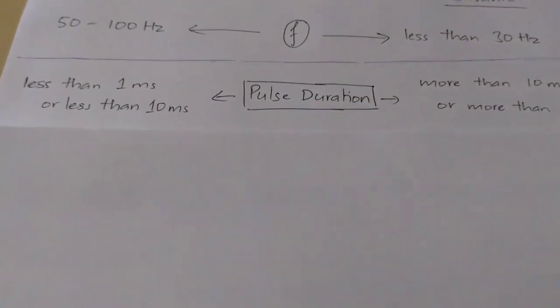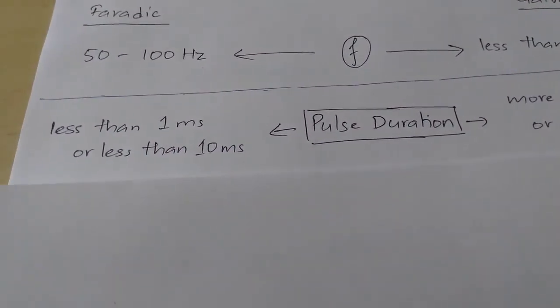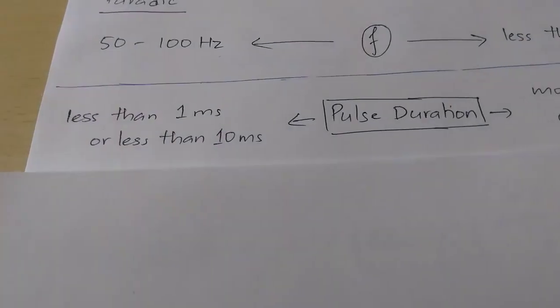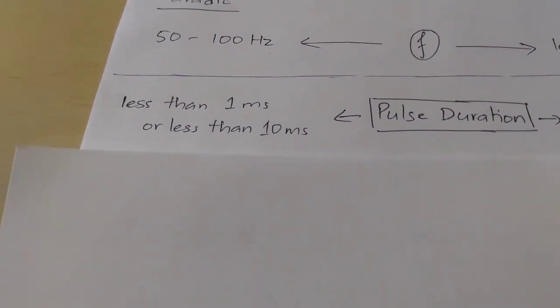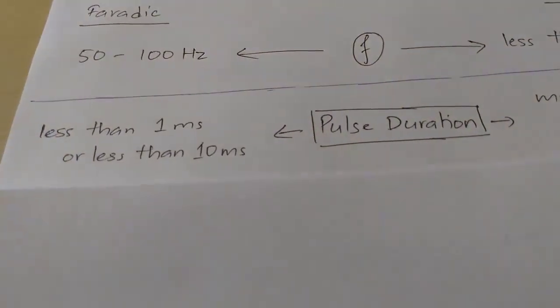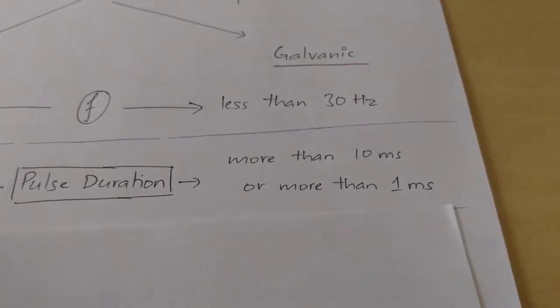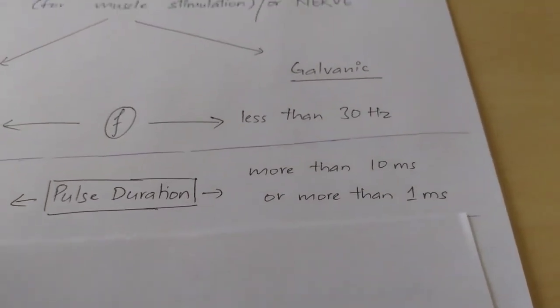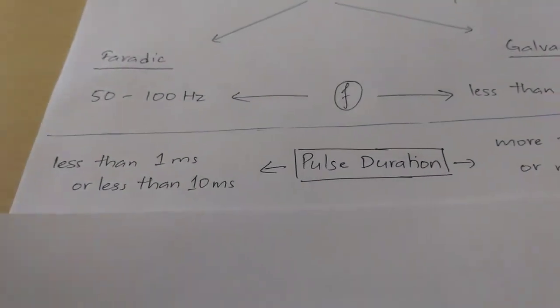When we talk about the pulse duration, the duration of one cycle or one pulse, it is less than 1 millisecond or less than 10 milliseconds. Few books say 1 millisecond and few books keep that point as 10 milliseconds. So less than 1 millisecond or 10 milliseconds duration is for Faradic, and the galvanic comes with a duration of more than 10 milliseconds. So the galvanic is the longer duration current and Faradic is the shorter duration current.